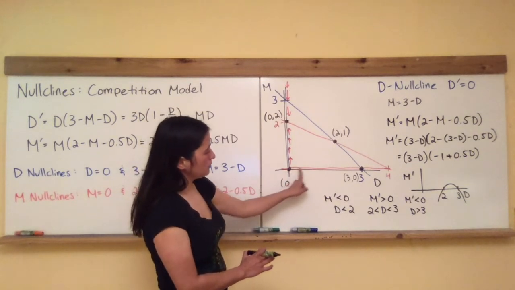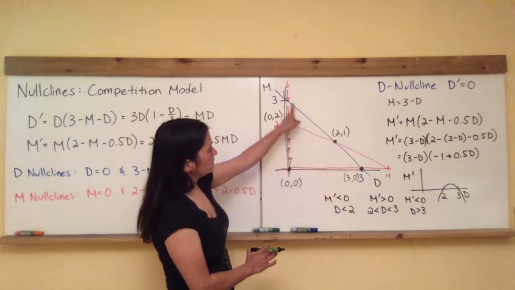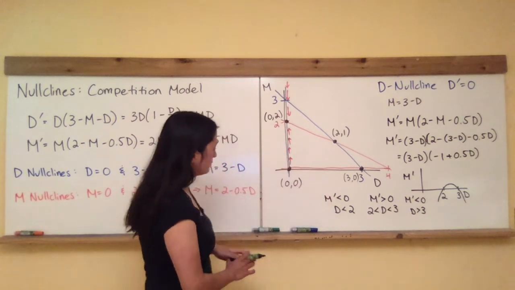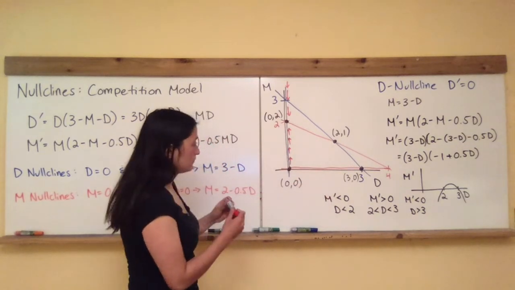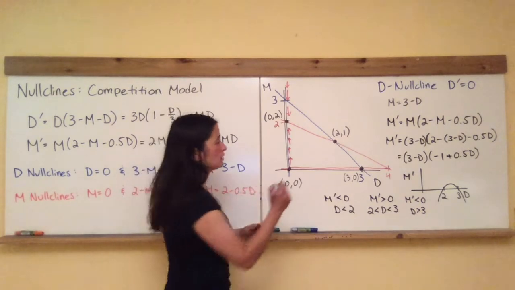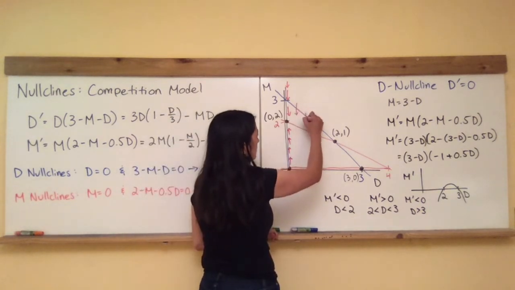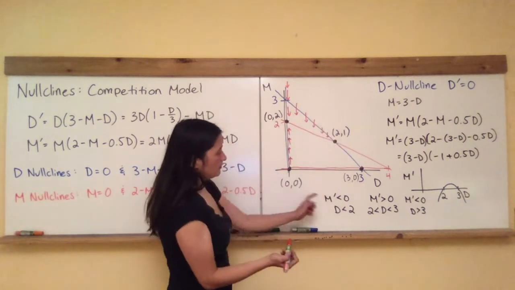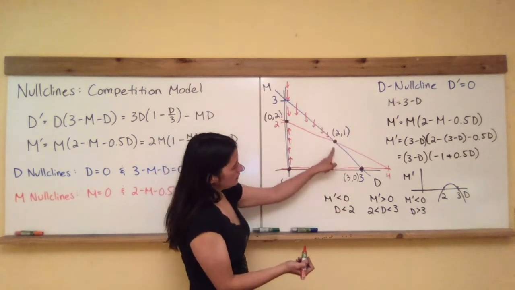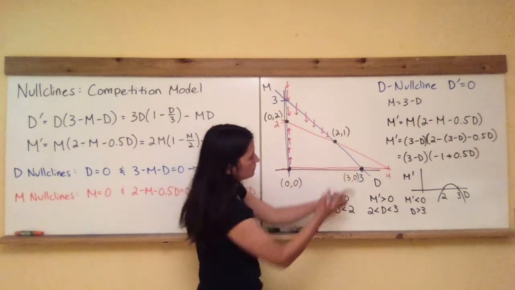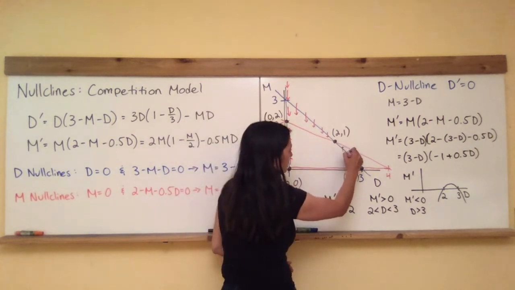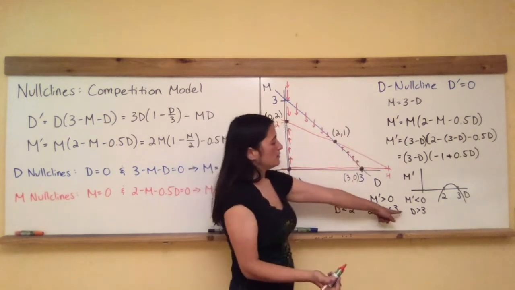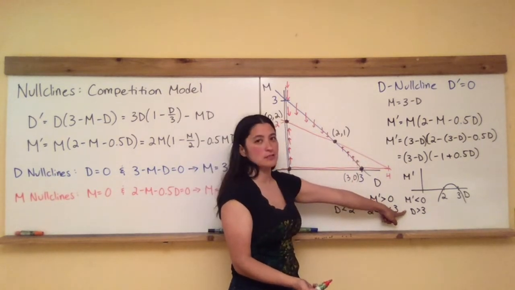So between 0 and 2, on the nullcline between here and here, m prime is less than 0. So I've been using my red pen for that. M prime less than 0 means it's going to go down. So I've got down, down, down, like that. But between 2 and 3, it says that m prime is greater than 0. And so I've got up behavior, up, like this. And then it tells me when d is greater than 3, m prime is less than 0.